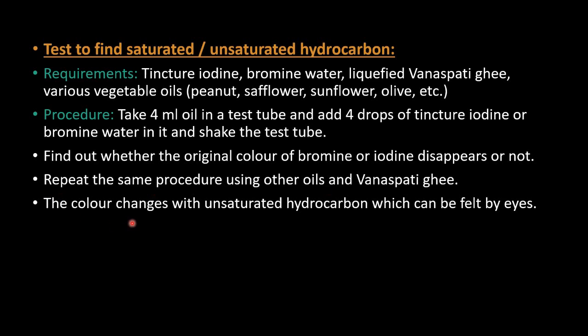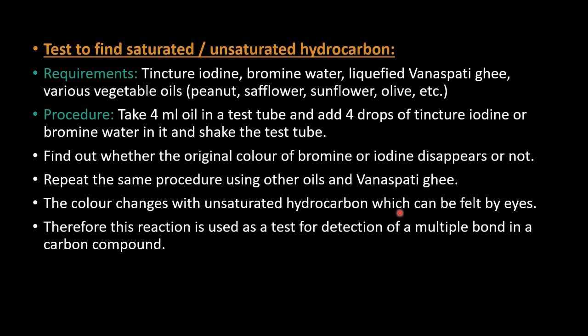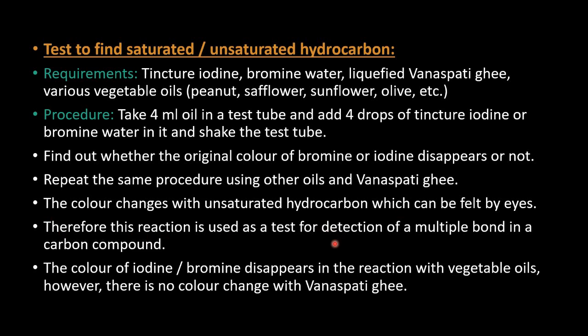If you see, the color changes instantly with unsaturated hydrocarbon, which can be easily seen by the eyes. Therefore, this reaction is used as a test for detecting the presence of a multiple bond in a carbon compound. The color of iodine or bromine disappears when reacting with vegetable oils only, but there will be no color change with vanaspati ghee.